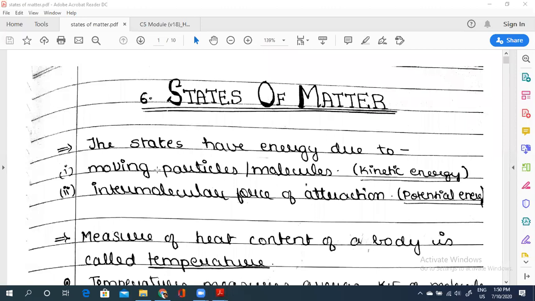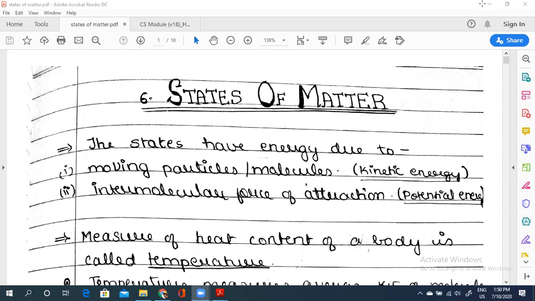So when we talk about states of matter, what do you think? What are the concepts that pop up in your mind? Just think about them. Can you hear me, everyone? Yeah, you can hear me, right? Yes. Pressure. Then properties like interconversion from different states.